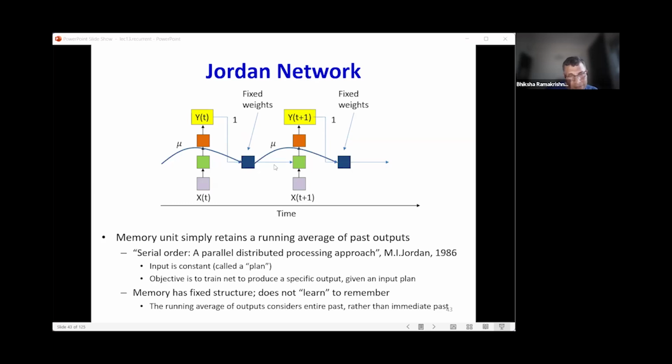Now, the memory itself has a fixed structure. There's nothing learned about this memory. All this block does is to maintain a running average of outputs, and that is fed into the network for making the next prediction. So when you perform back propagation, there's nothing going back from here. This is just a running average operation.